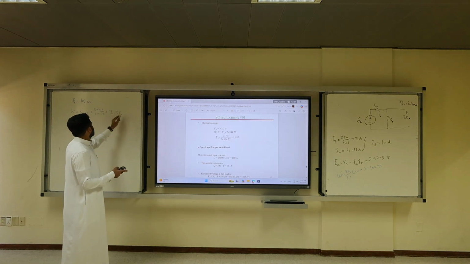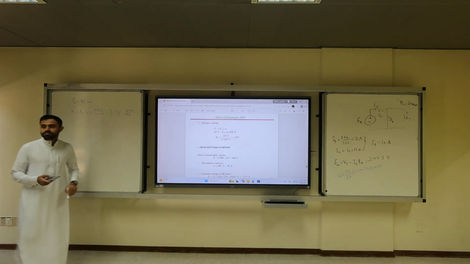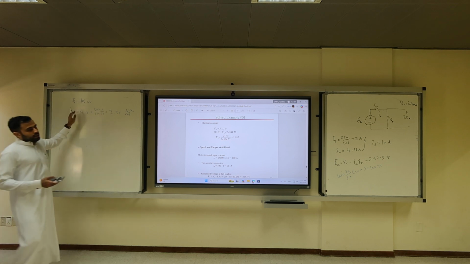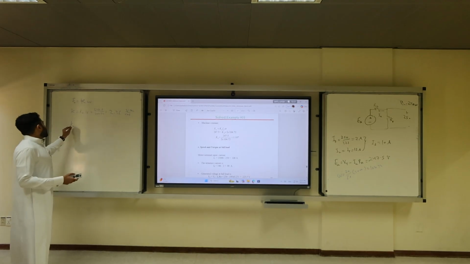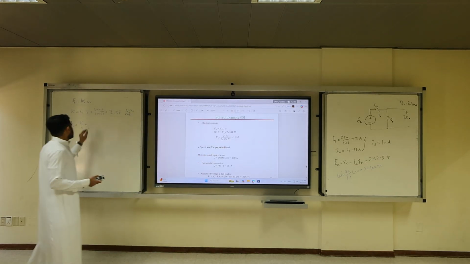This is 2.36. What's the unit? Volts over radians times second. Okay? This is one constant, K. The other constant is Ka, which is K over If, which is the one shown here, 1.187.